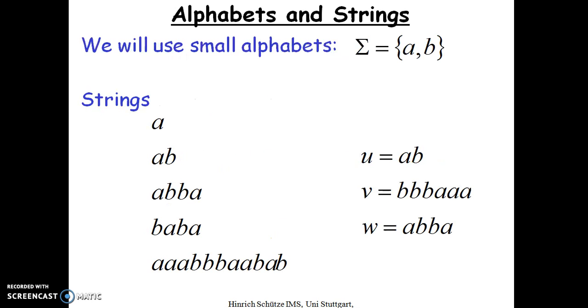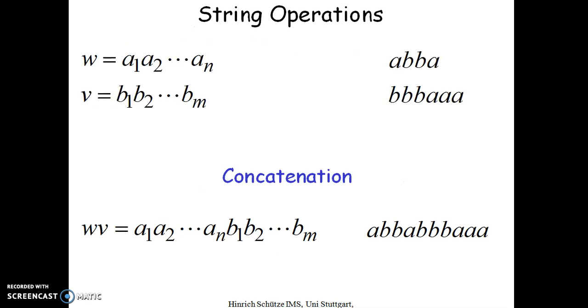Next, alphabets and strings. We will use small letters. For example, sigma is the notation for the alphabet, and the strings usually consist of small letters, and a string can be any combination or repeated combination of the alphabet. Here we are giving the value U as AB, V as BBB AAA, and W as ABBA. So these are strings. U is a string, V is a string, W is a string.